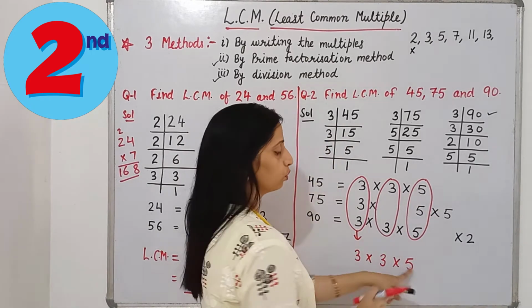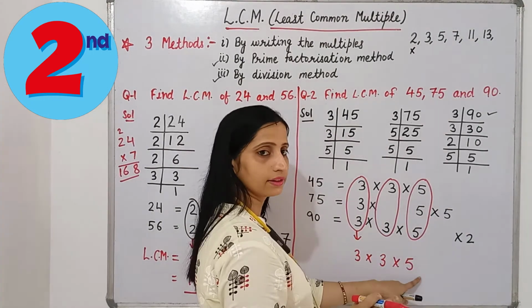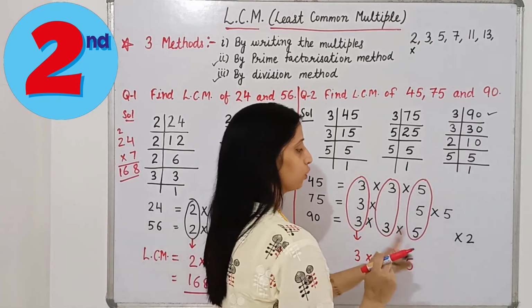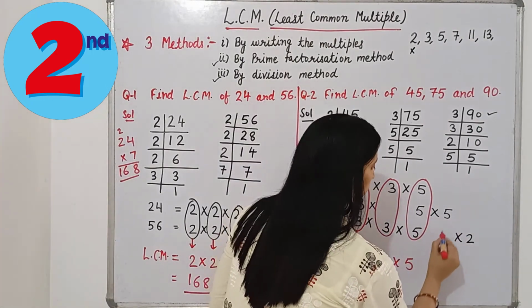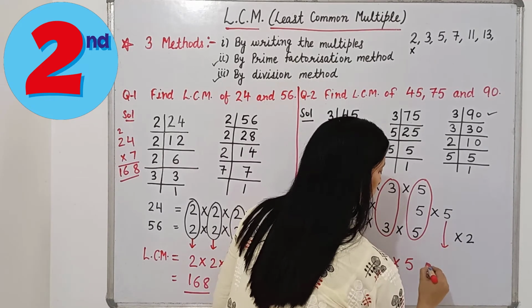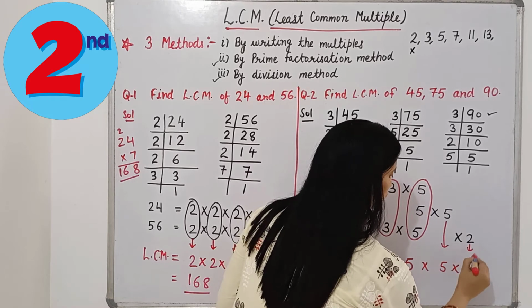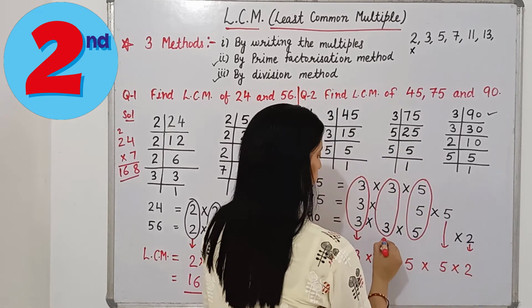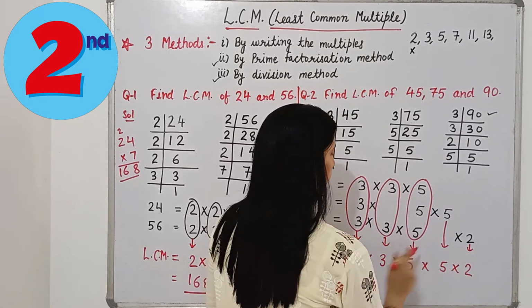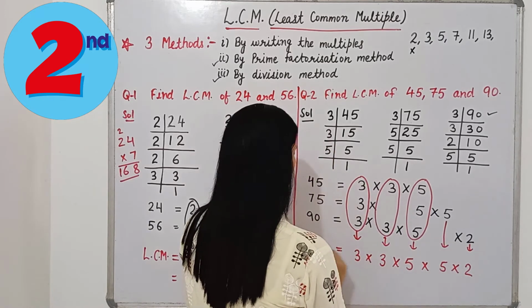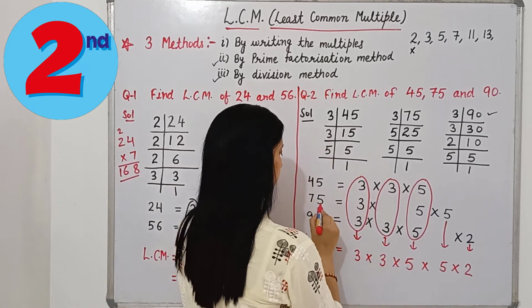So what we have to do? We have to multiply the common factors as well as the factors which are not common. So 5 is not common, we will bring it down, multiplied by 5. And 2 is also not common, so we will write this also. So when we multiply all these, we will get the LCM of 45, 75 and 90.